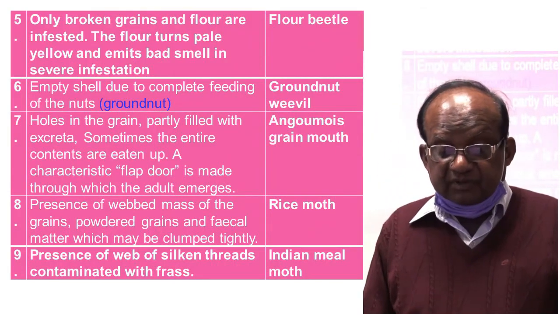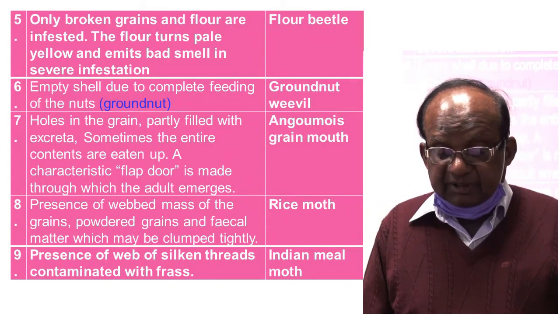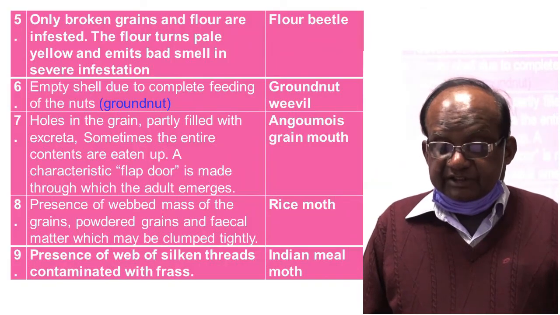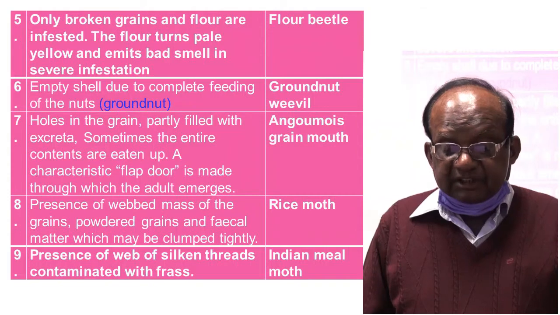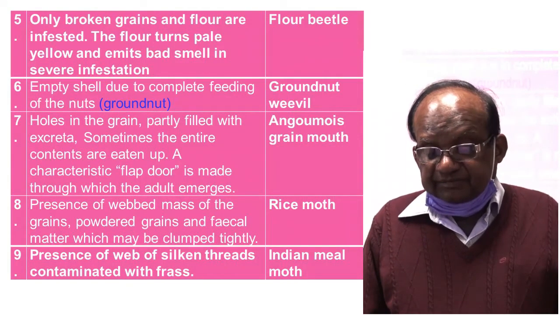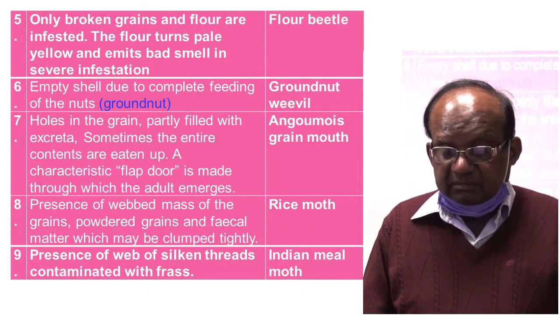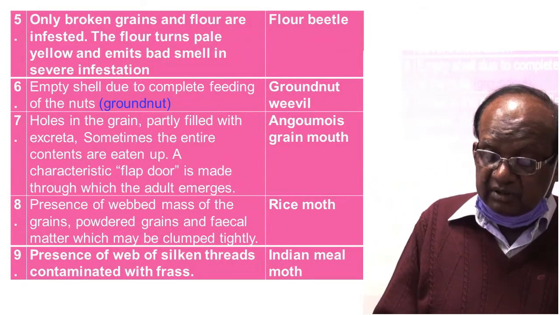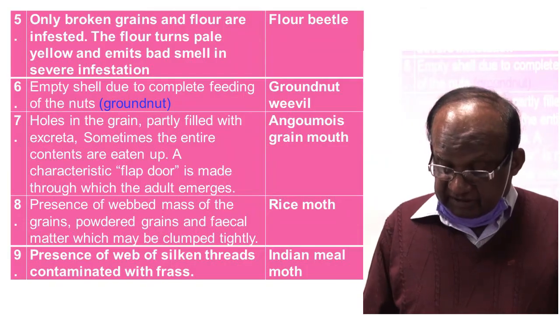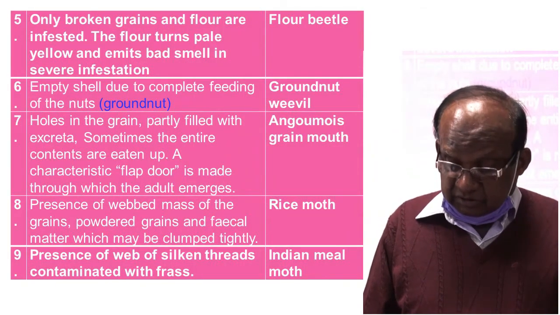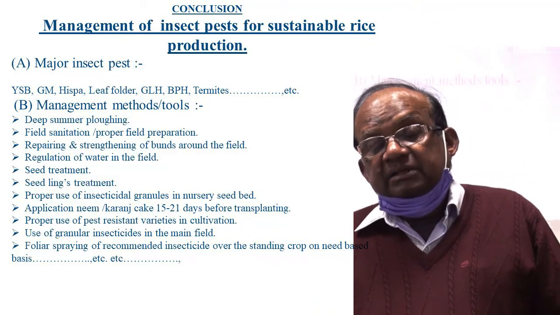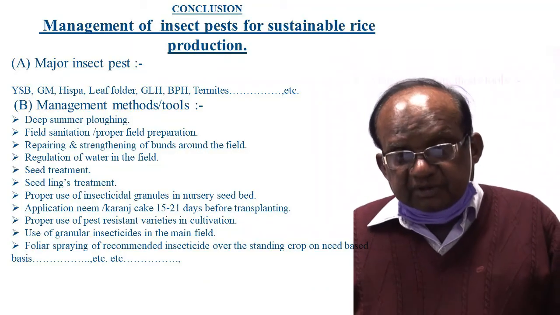Presence of webbed masses of grains, powdered grains, and fecal matter, which may be clumped tightly, generally found in old stock of rice, with lumping of grain. When we open the clumped lot of grain, whitish, milky, small larvae are there. This shows the attack of rice moth. Then presence of webs of silken threads contaminated with flour shows the indication of Indian meal moth in stored grain. So this is all about the diagnosis of pest attack in field condition and in godown, in different major crops, by different major pests.